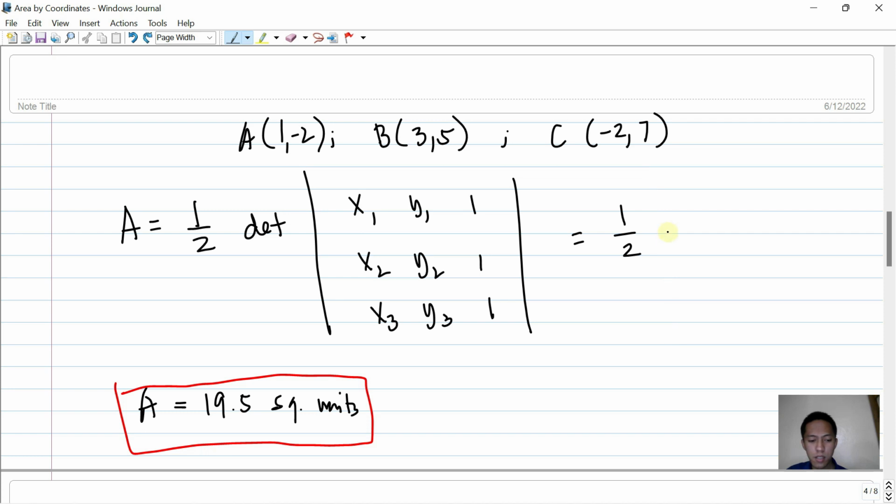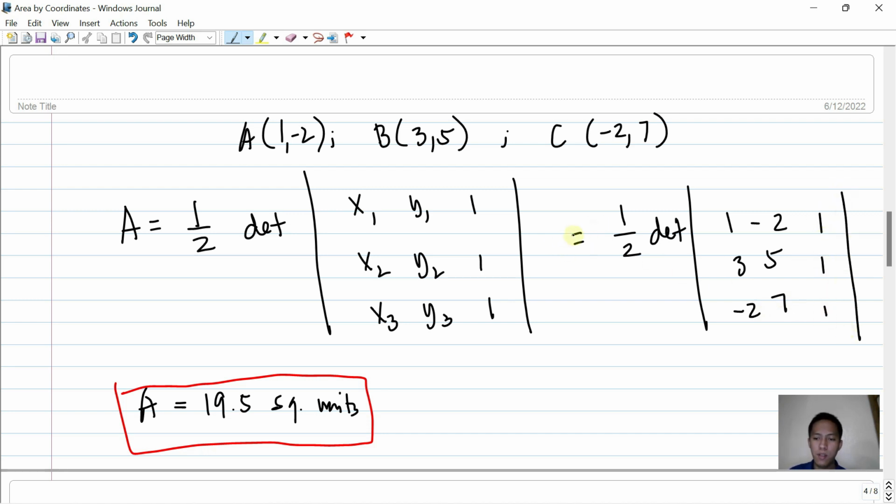So this is determinant of x sub 1, that is 1, -2. And we have here for B that is 3, 5. For C that is -2, 7. Then lagyan lang natin ng 1 sa third column. Then evaluate lang natin. Okay?